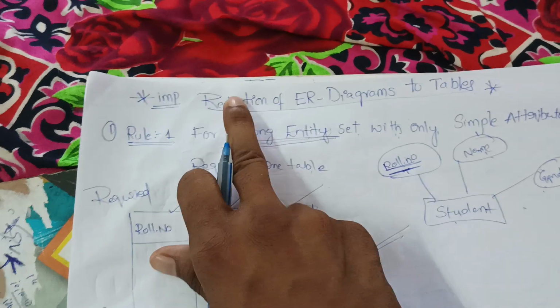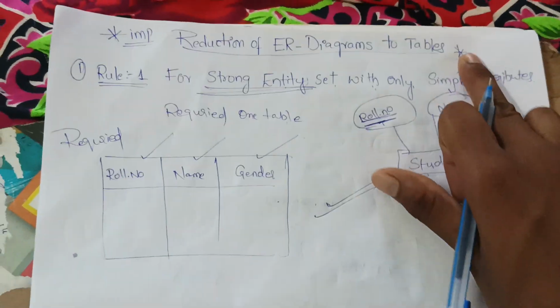From these rules we have to develop the tables. In this way we have to reduce the ER diagrams into a tabular form.